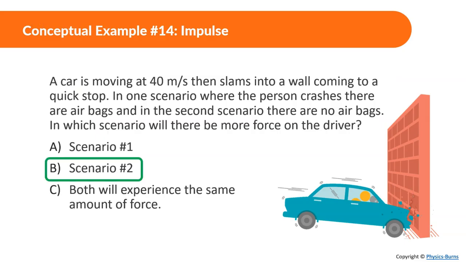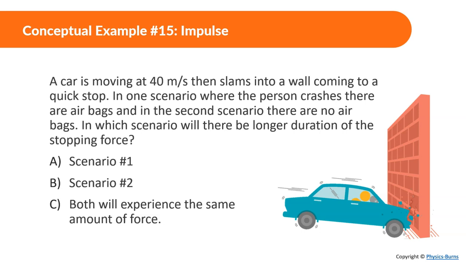Okay, moving on. A car is moving at 40 meters per second, then slams into a wall, coming to a quick stop. In one scenario where the person crashes, there are airbags, and in the second scenario, there are no airbags. In which scenario will there be a longer duration of the stopping force? Like we already mentioned, when it has an airbag, it's going to be in contact with the airbag a lot longer than if it just hits the steering wheel. That would just be an instant, while the airbag is going to take a longer impact. And if you saw the video, you'll see that as well. So scenario number 1, where there are airbags.